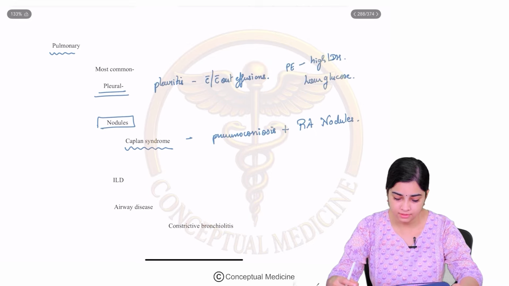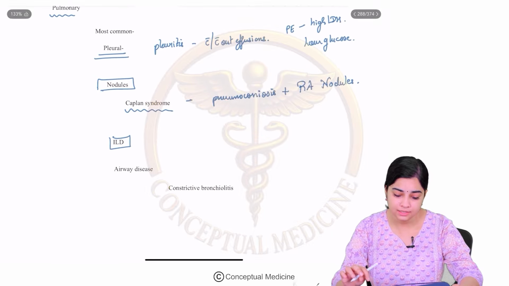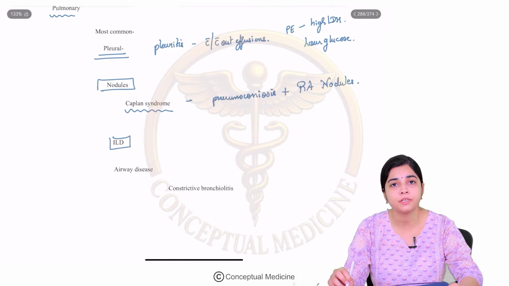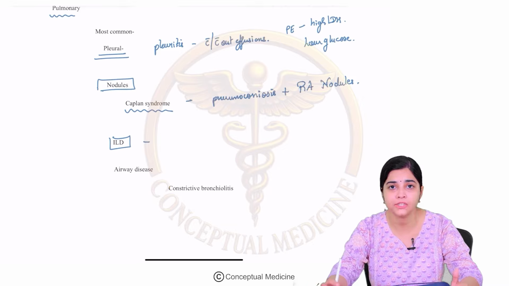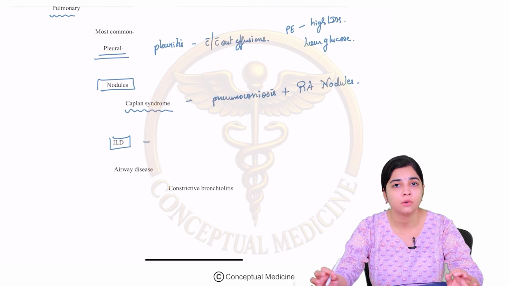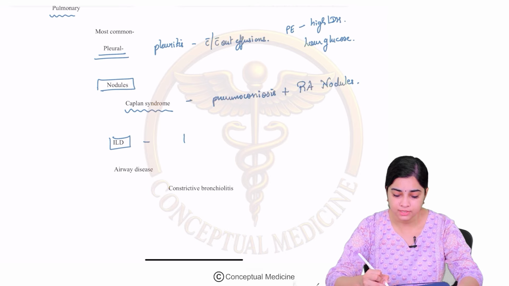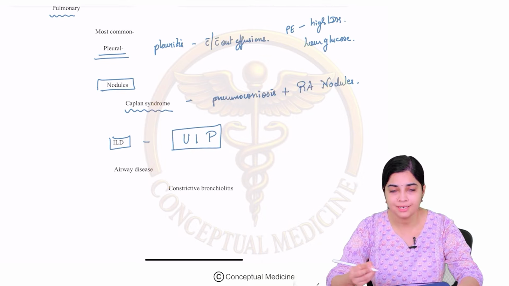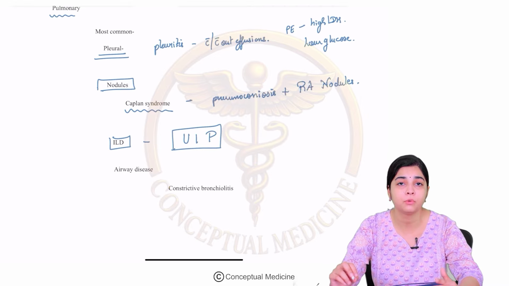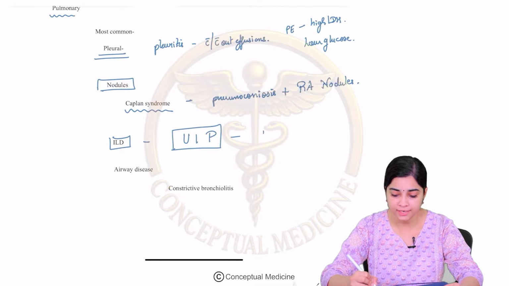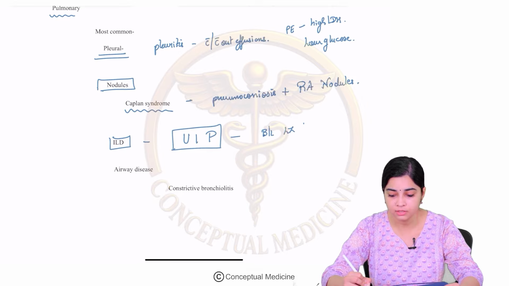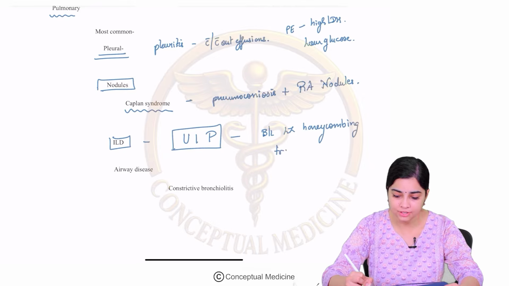Okay, fine. Then RA can be associated with interstitial lung disease. What is the type of interstitial lung disease that you have? You remember that this is an exception; we had discussed this in the ILD chapter as well. RA is one of the only connective tissue disorders which is associated with the usual interstitial pneumonia (UIP) pattern of ILD, while most of the other CTDs are associated with an NSIP pattern of ILD. In this UIP pattern, what will you find? You will find bilateral lower zone honeycombing and traction bronchiectasis.